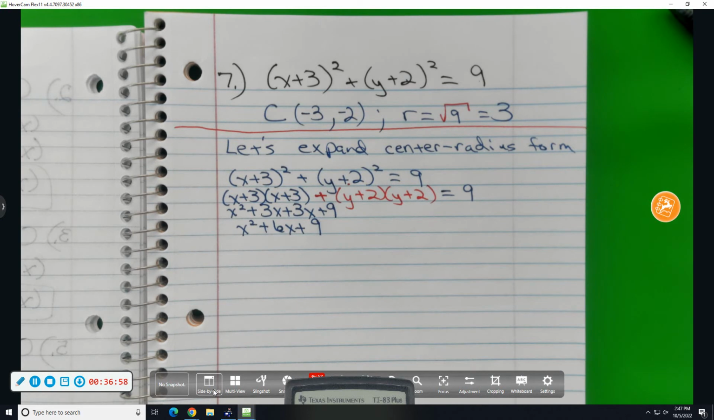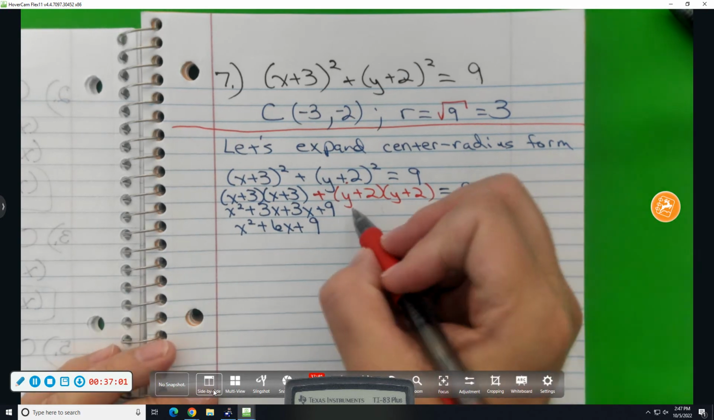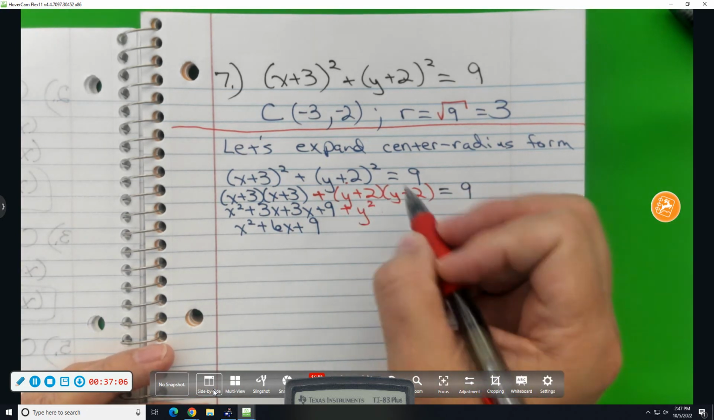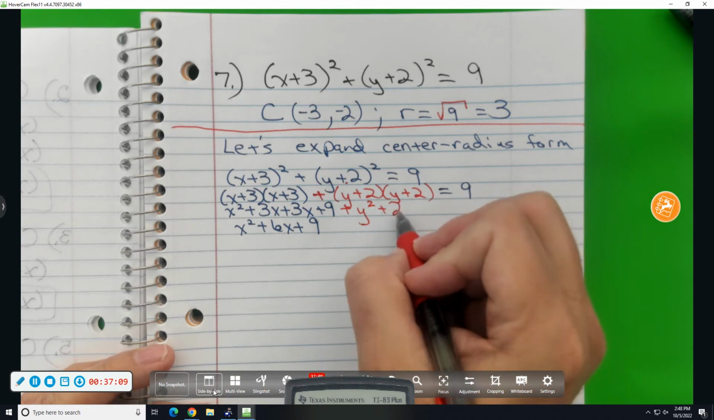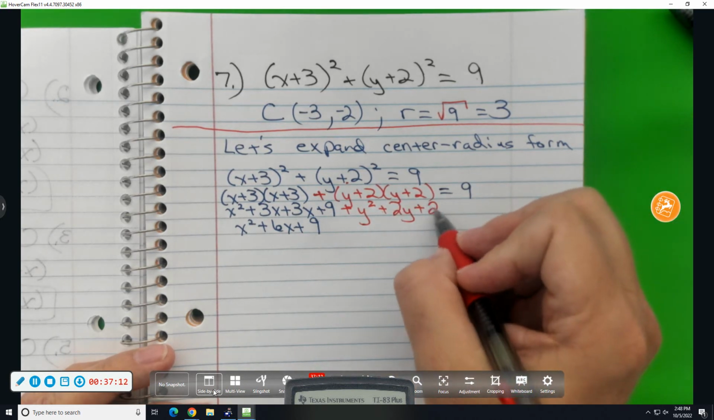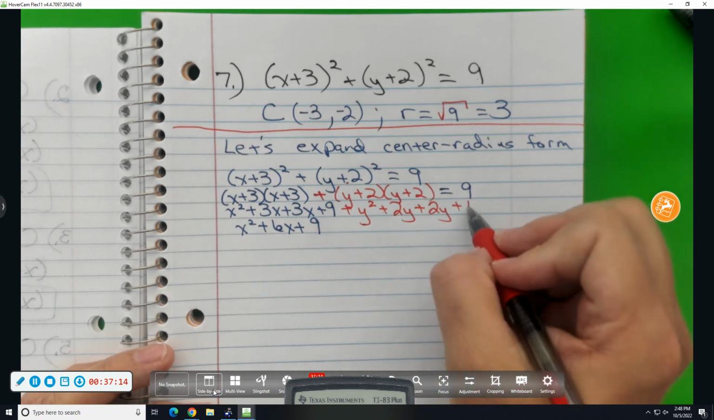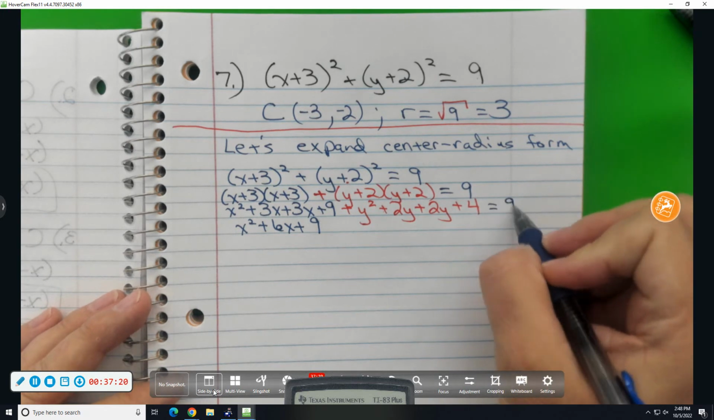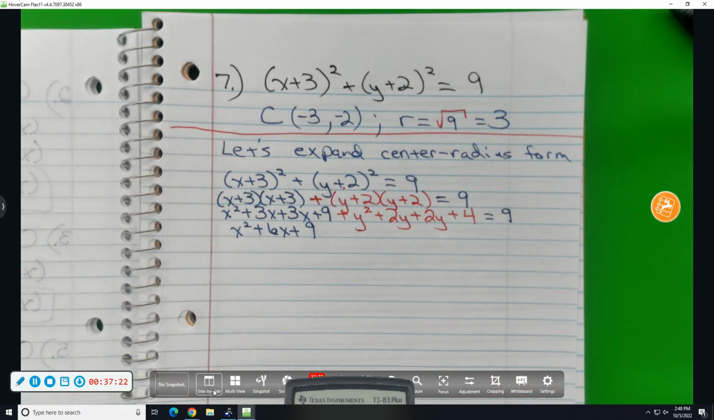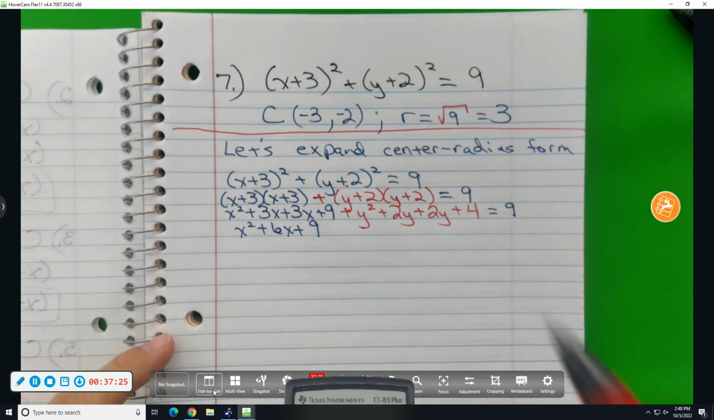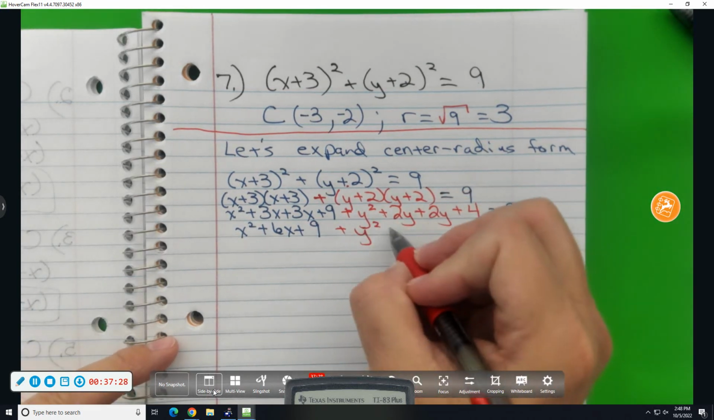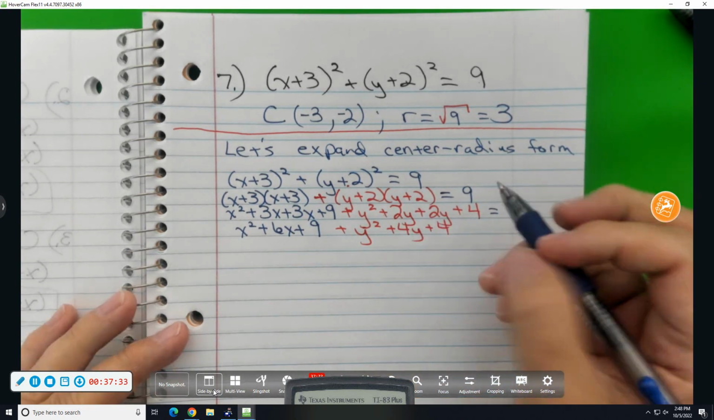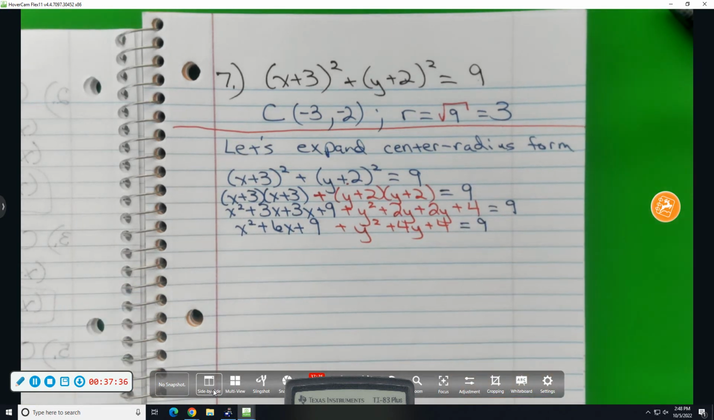Let's FOIL out the (y + 2) times (y + 2). First, y squared, I agree, outer, inner, last, and we have a 4 there. So we can clean up those y terms. That's just y² + 4y + 4. We still have that 9 sitting over there on the right hand side.